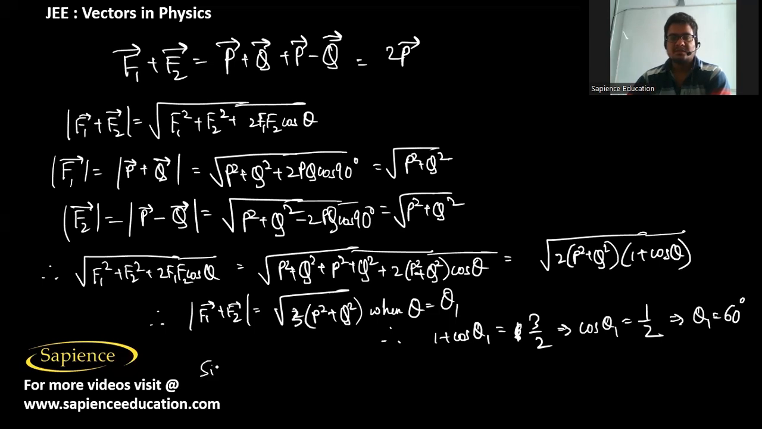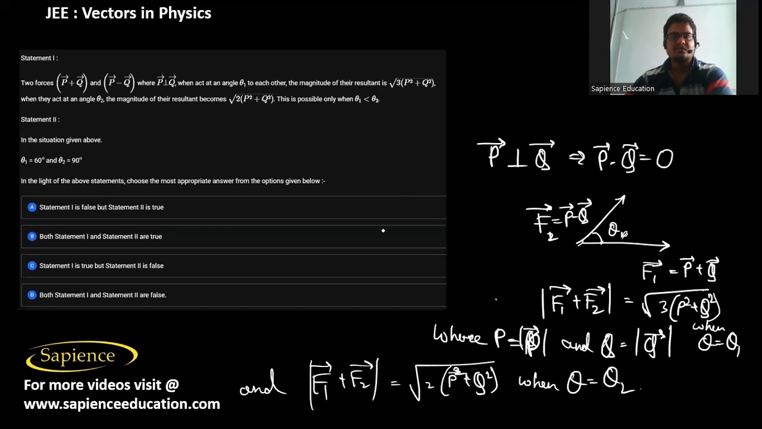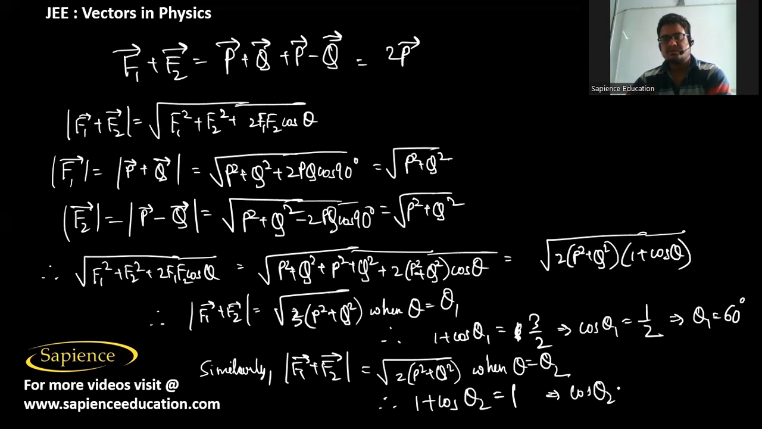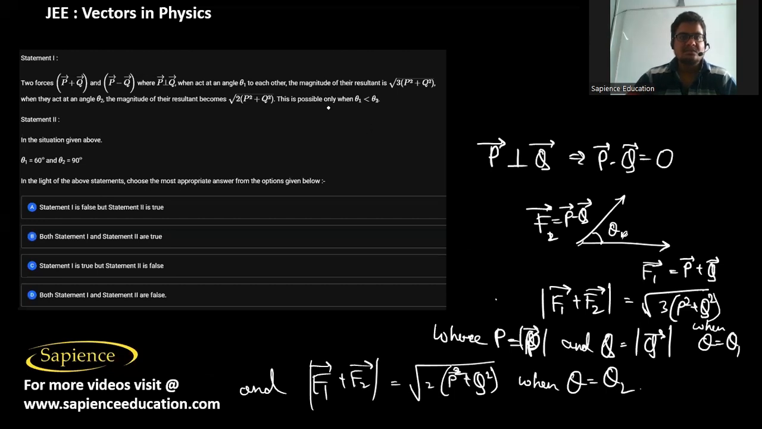Similarly it is told that the magnitude of the resultant of f1 plus f2 is equal to the square root of 2 p square plus q square when theta equals theta 2. So therefore we can say that 1 plus cos theta 2 should be equal to 1. It means cos theta 2 should be equal to 0. It means theta 2 should be equal to 90 degrees. So obviously theta 1 is less than theta 2.